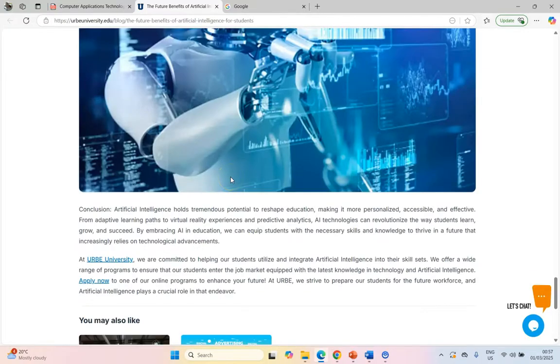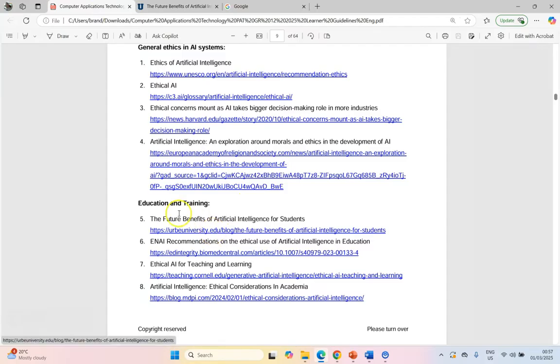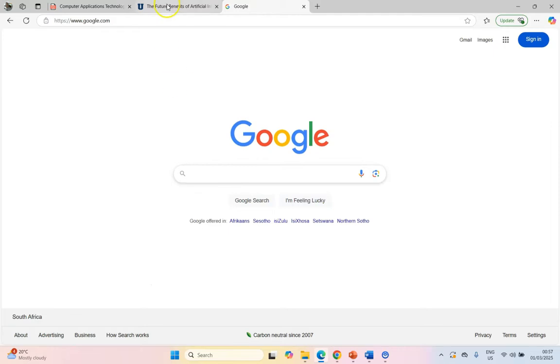So you go through it, reading all these articles. You might find a couple of articles where there's nothing, then just move on to the next. But I just used the first one over there for education training. Try a couple of them, and then don't forget to also search on Google for your sources.